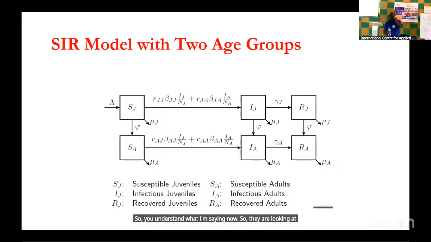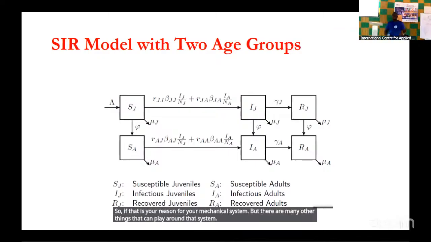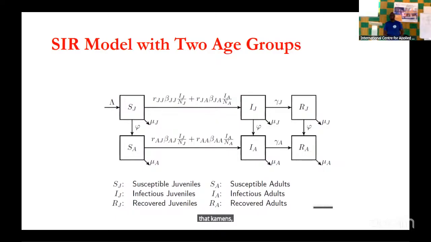So they are not looking at one part. You can do that and say that you are assuming a community of the same believers. That is your reason for your potential system. But there are many other things that can play around that system that can influence the dynamics of that business.